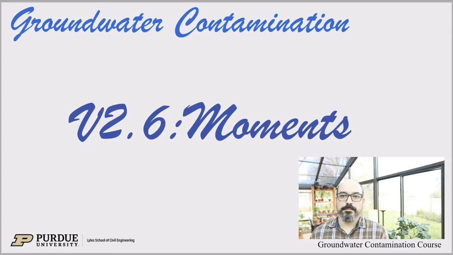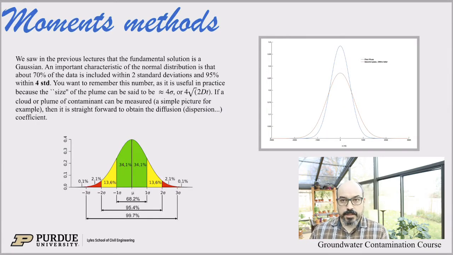And welcome back, everybody. So in today's lecture, we are talking about moments and how we can use the moments of a distribution to find the mass of a contamination and other characteristics of transport, so the velocity and the dispersion coefficient. Okay, so as I've mentioned before several times, we know that the fundamental solution of the advection dispersion equation is a Gaussian, a bell curve.